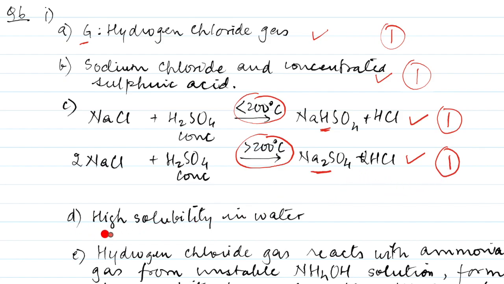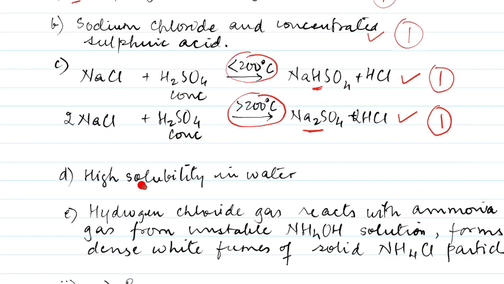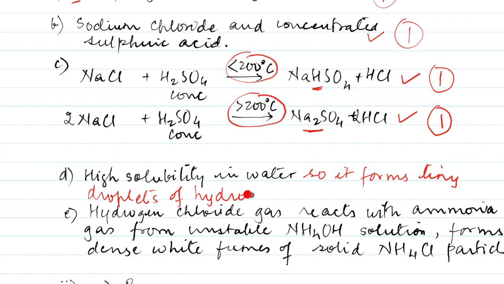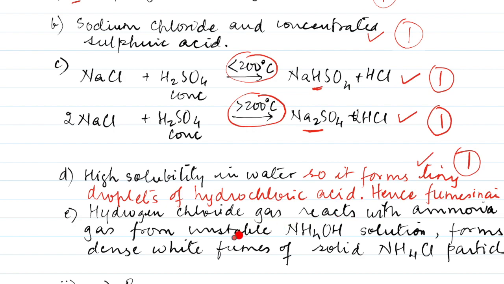We come to D part. Why hydrogen chloride fumes in air is because of high solubility in water, and so it forms tiny droplets of hydrochloric acid. Hence fumes in air. Okay, so that will give us our 1 mark.